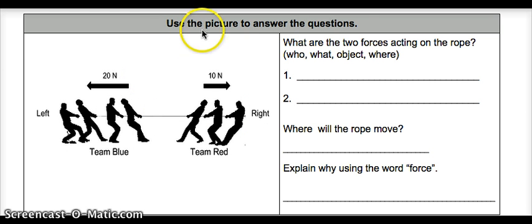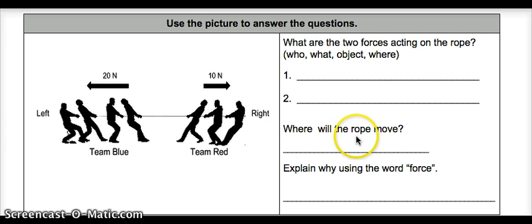This question says, use the picture to answer the questions. So you're looking at this picture. Here is Team Blue, and they have a force of 20 newtons. Here is Team Red. They have a force of 10 newtons. What are the 2 forces acting on the rope? Who, what object, where? Just like you did above. Identify the 2 forces here. Press pause to do this. Press play when you're done.